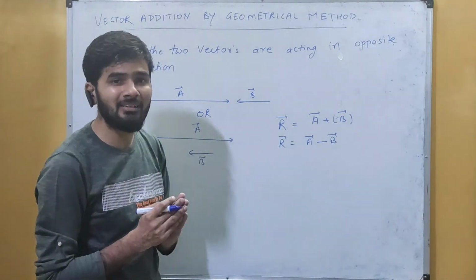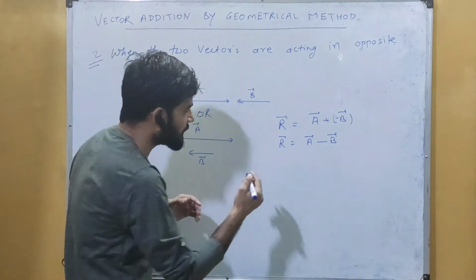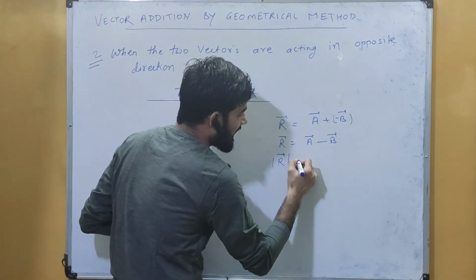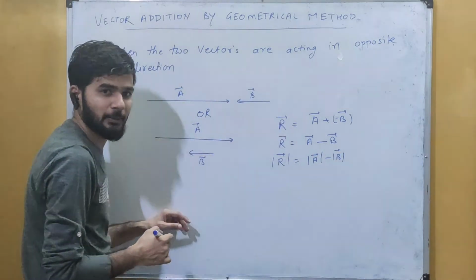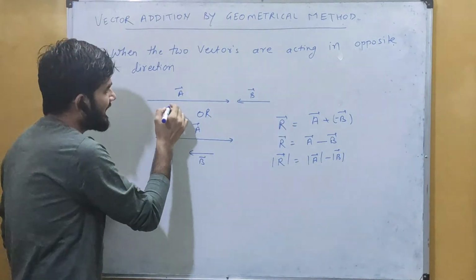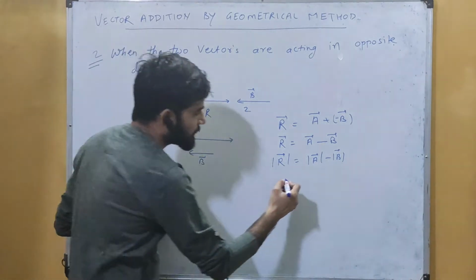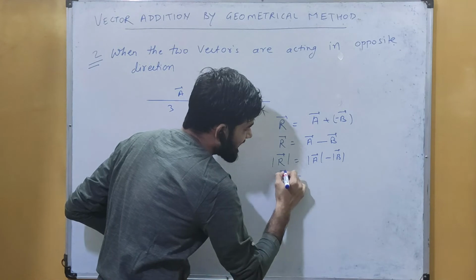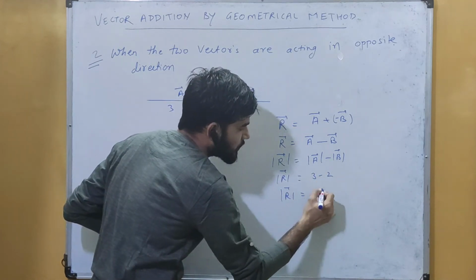Directly we cannot solve it here. So in terms of addition, that is in terms of magnitude, I can write this magnitude of R is equal to magnitude of A minus magnitude of B. Okay, now here this vector A, let me consider its magnitude to be 3 and its magnitude we take as 2. So I can write this resultant R is equal to 3 minus 2. So this resultant R will be equal to 1.